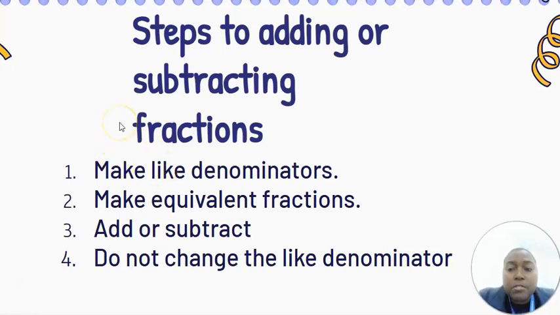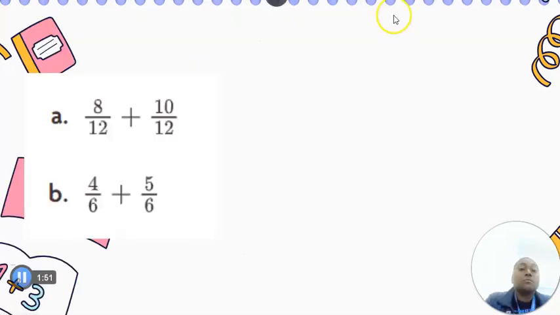All right, here are some steps to add and subtract fractions. The first step is that we have to make like denominators. And if you don't know how to make like denominators, I have another video that I've posted on the channel to show you different strategies for making like denominators. Then we have to make equivalent fractions after we have our like denominators. After that, we'll need to add or subtract. Then we need to make sure that we are not changing our like denominator.